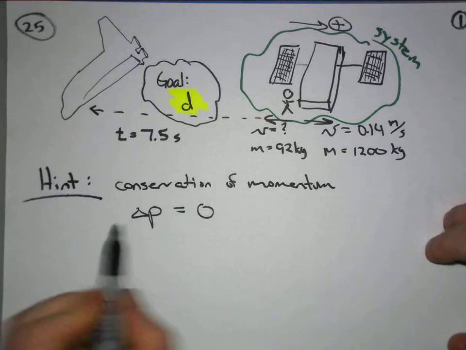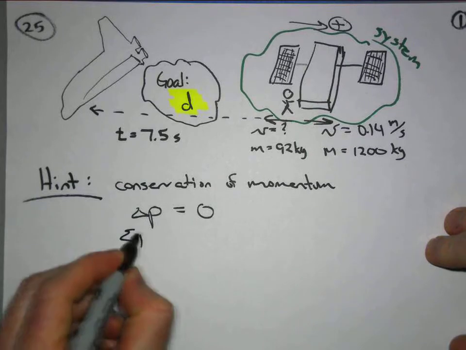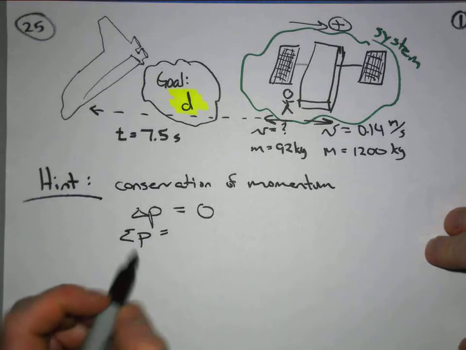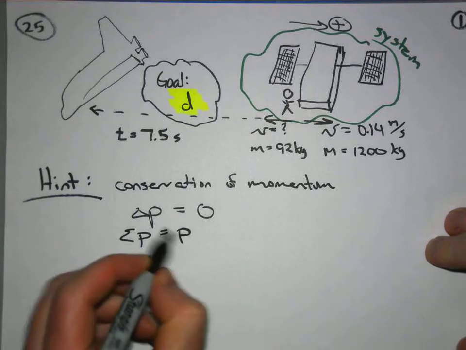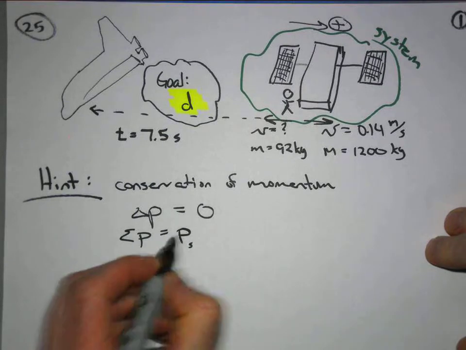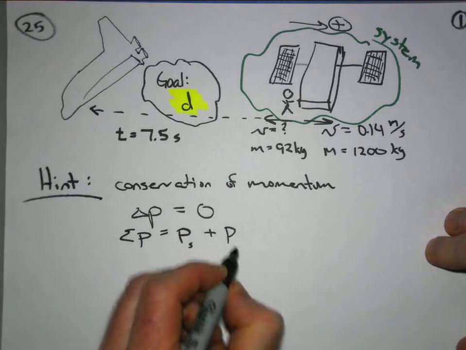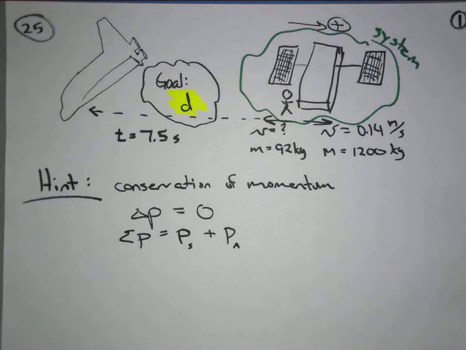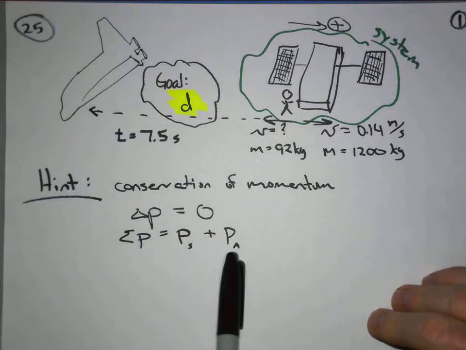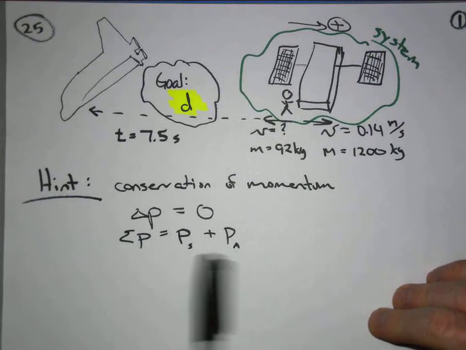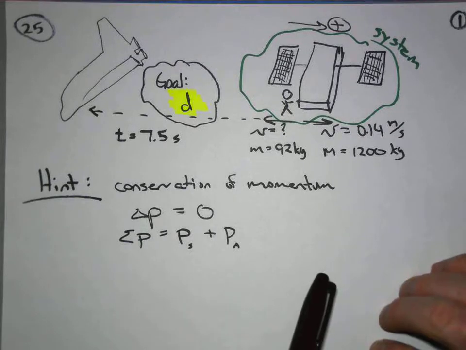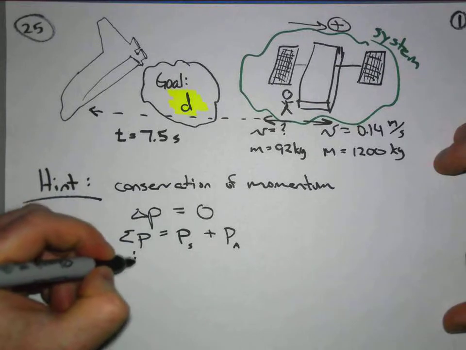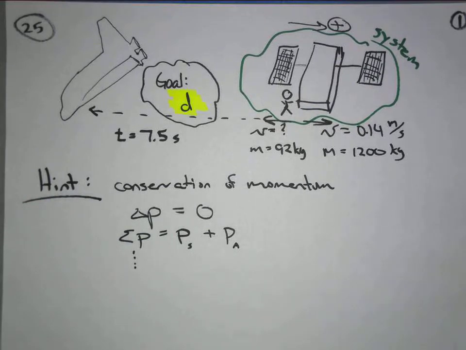And since we can look at the total momentum as the sum of all the momenta of the individual objects, there's a momentum of the satellite, and there's a momentum of the astronaut. This could be before the push, but it must be the same as after the push, and so it must be 0. And I'm going to let you finish that work because I've almost given it away. I want you to keep going, please.